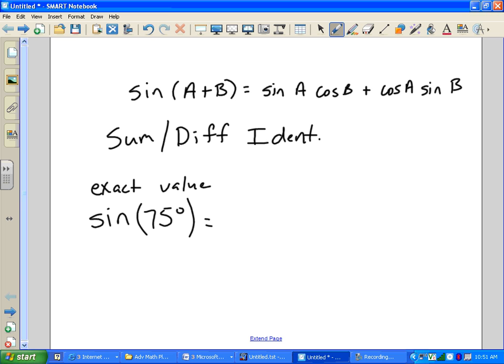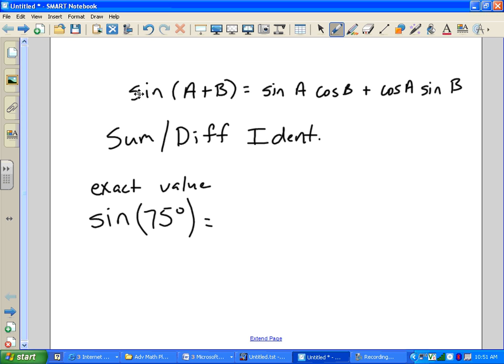Now what I want to do is use the sum or the difference formulas to get to 75 degrees. Yeah, have a seat right there.